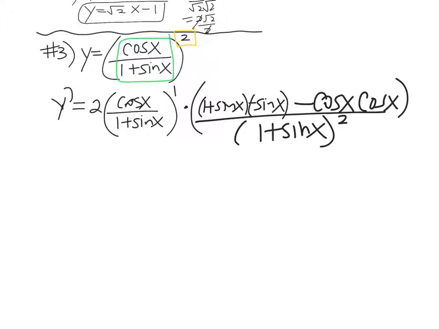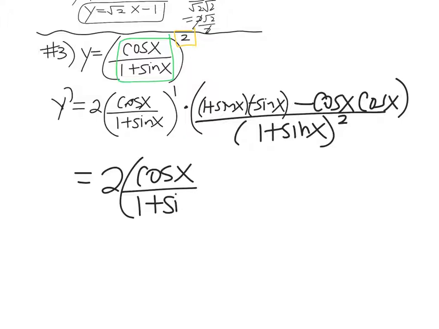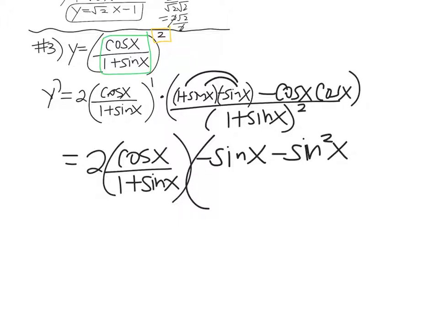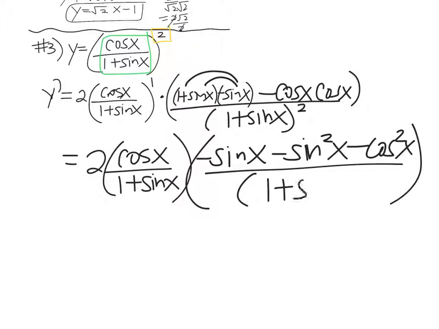All right, so you're going to need to fix this up a bit. So here we go. We've got a 2. I'm just going to leave this alone for right now. I don't really need that to the 1 power, so I'll just drop that. Up here, I'm going to distribute the negative sine x in. And I'm going to get negative sine x minus sine squared x minus cosine squared x all over 1 plus sine x squared.